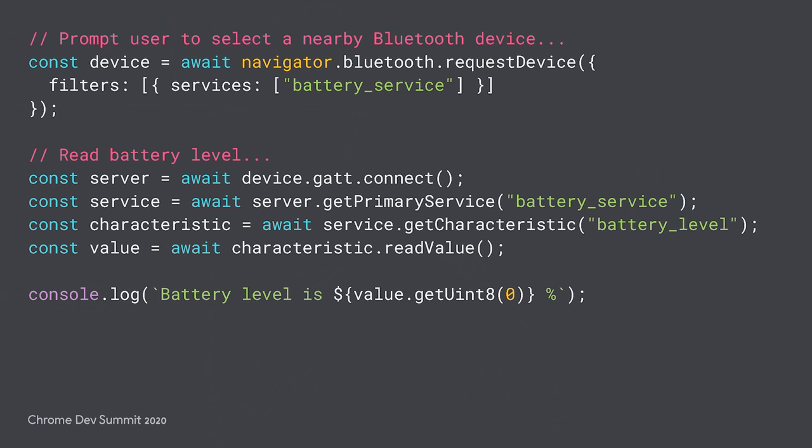In 2015, we added the Web Bluetooth API so that web apps could connect to nearby Bluetooth low energy devices and interact with them through the GATT protocol. Think of heart rate monitors, toys, sensors, bulbs, and many more. In short, you could read and write some characteristic on the device and get notified of changes. This code, for instance, is all you need to read the battery level of a user-selected Bluetooth device.